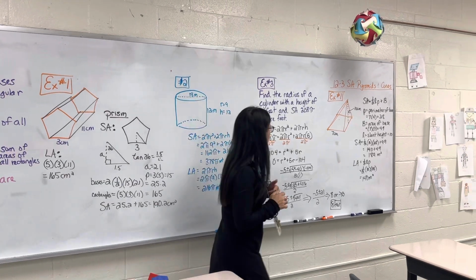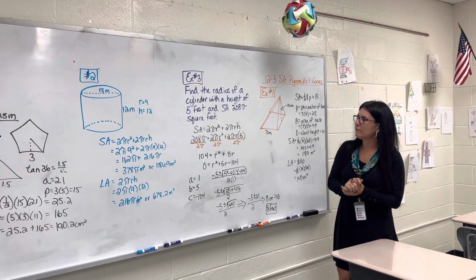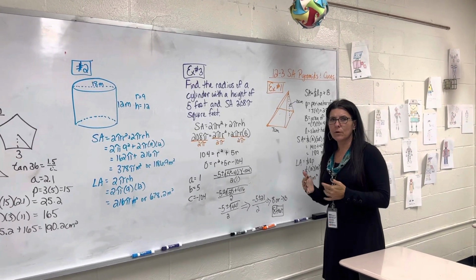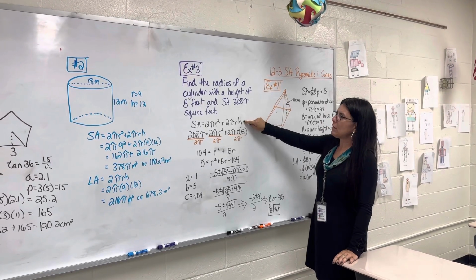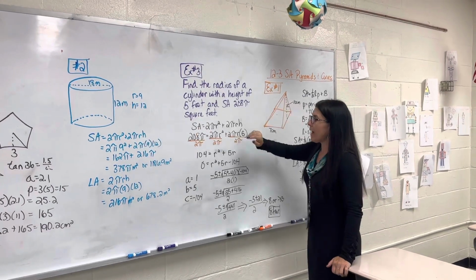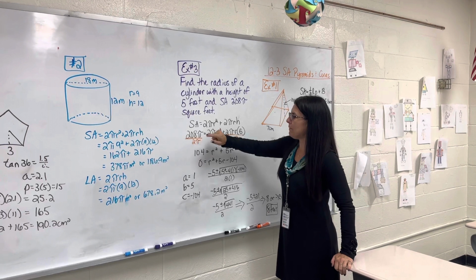Continuing on, this is a different kind of problem. It says find the radius of a cylinder with a height of 5 feet and a surface area of 208 pi square feet. So just like any formula, you have to be able to work backwards. This is our formula right from the formula sheet for the surface area of a cylinder. It's the same one we just used here. I plugged in everything I knew. My surface area is 208 pi.